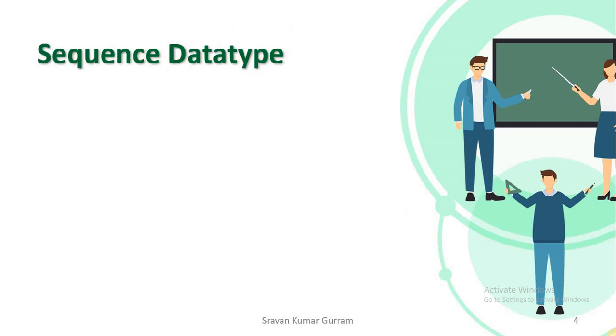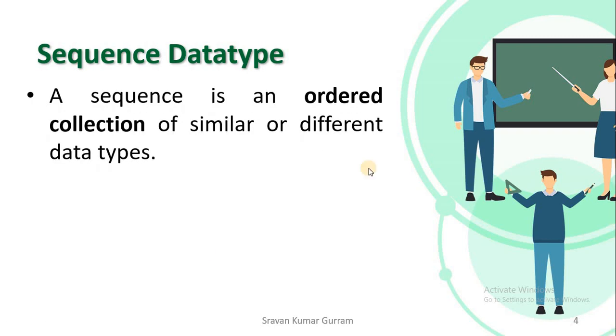Let us start our discussion with what a sequence data type is. A sequence is an ordered collection. This is the important term. A sequence is an ordered collection of similar or different data types. In simple terms, it is a collection of elements. The elements may belong to the same data type or different data types, and each and every element internally maintains a particular order. Or simply, you can understand sequence data type means those elements must follow sequential order.